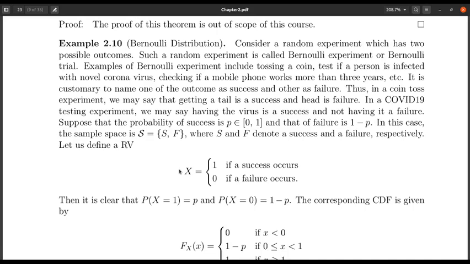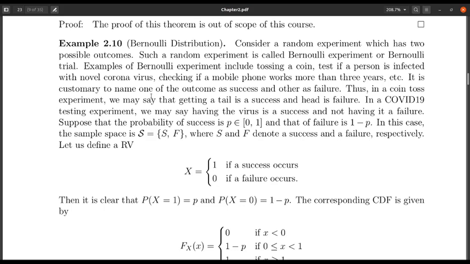In this lecture, let us discuss some examples of discrete random variables which are used extensively in practice. So the first one is called the Bernoulli random variable or Bernoulli distribution. So what is the scenario?